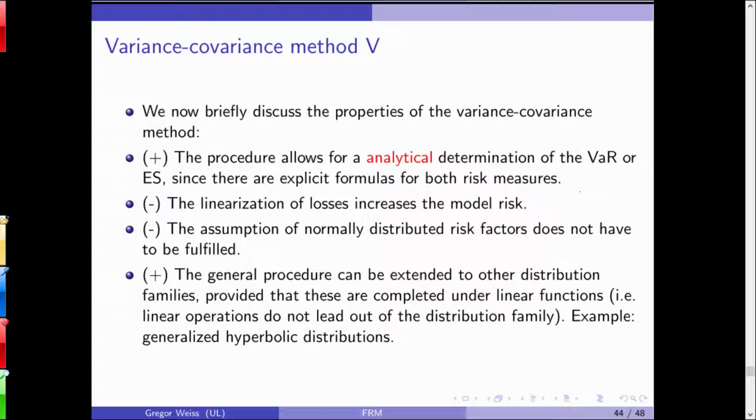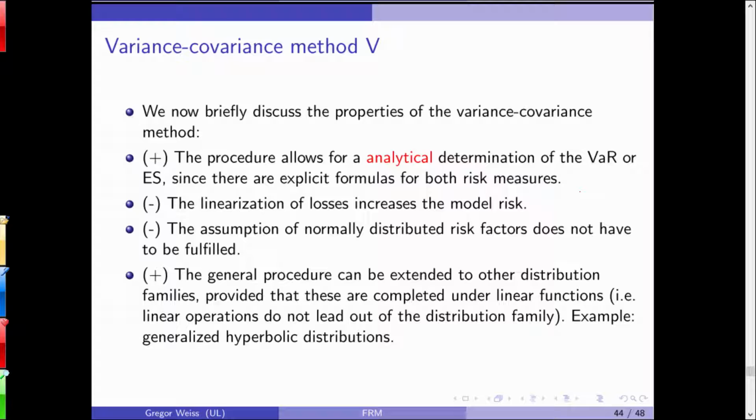They are known analytically. Mu plus sigma times the z quantile. But if this assumption is off, if it's not correct, then the analytical representation of the VaR doesn't help you much. It means you're using the correct formula for the determination and estimation of the quantile on the incorrectly chosen distribution. So on the plus side, you have an analytical estimation of VaR and ES. On the negative side, you have to linearize losses. You have to assume normally distributed risk factors, highly improbable in practice.